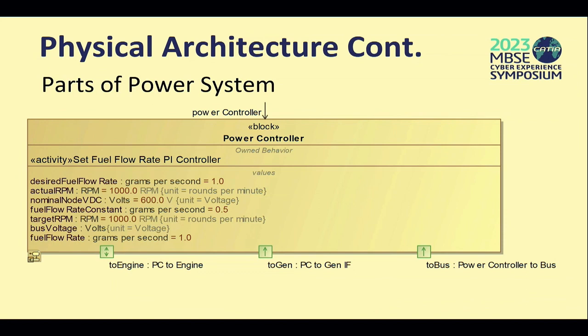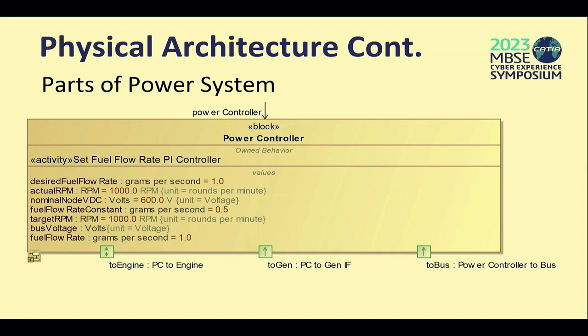So there is a power controller involved, and the purpose of the power controller is really to set the fuel flow rate for the engine. Inside of that power controller block, we'll look at in a moment, there is a PI control loop that is modeled with an activity diagram. So you'll get to see how we can actually automatically set that fuel flow rate based on the RPMs of the engine as well as the voltage of the bus itself. So really neat how this is done using an activity diagram.